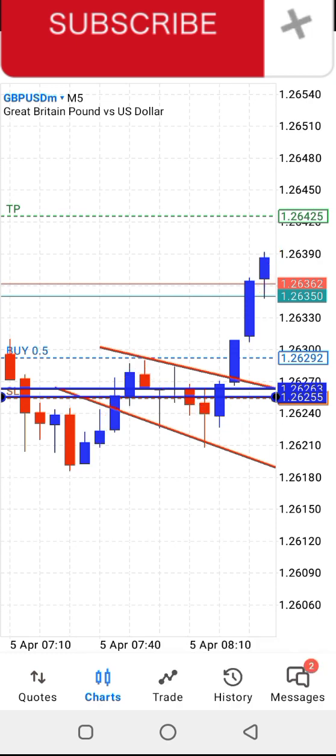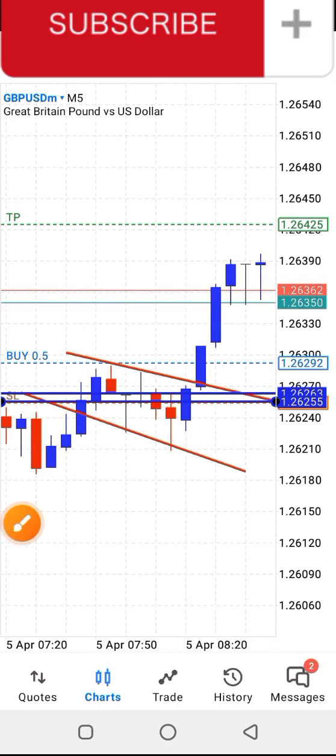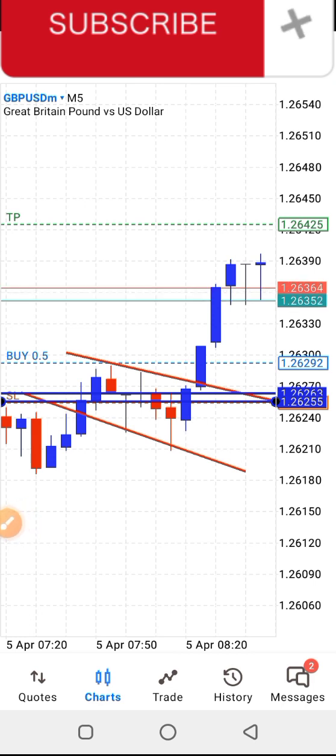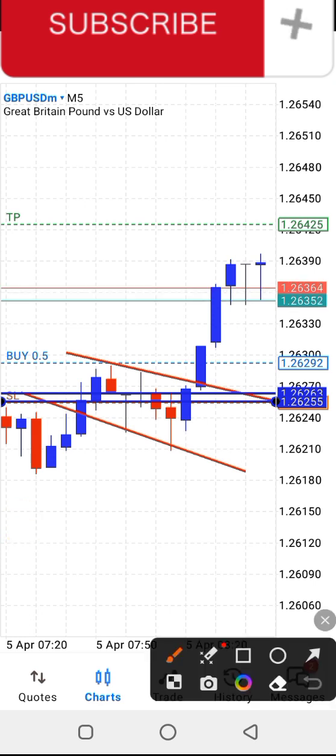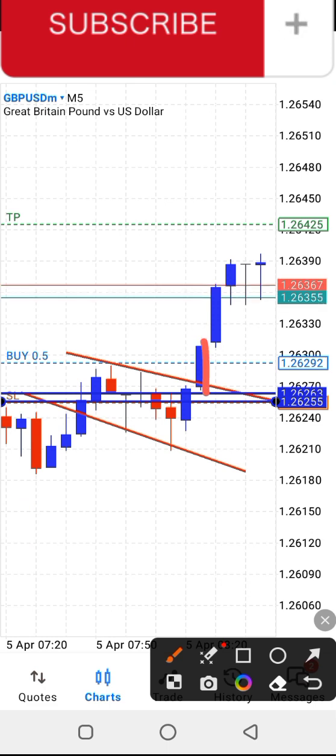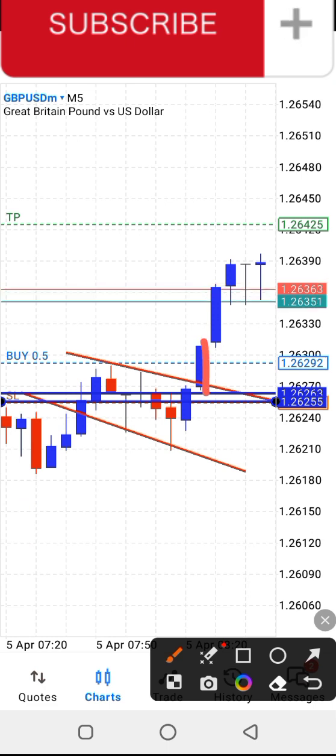So a flag is a continuation pattern. There are two types of chart patterns. You have continuation patterns and you have reversal patterns. So this is a continuation pattern. I waited for price to break out of the pattern. Then what I did, I did not wait for the candle to close. This is a 5 minute candle. I entered at 4 minutes and about, let's say, 40 seconds.